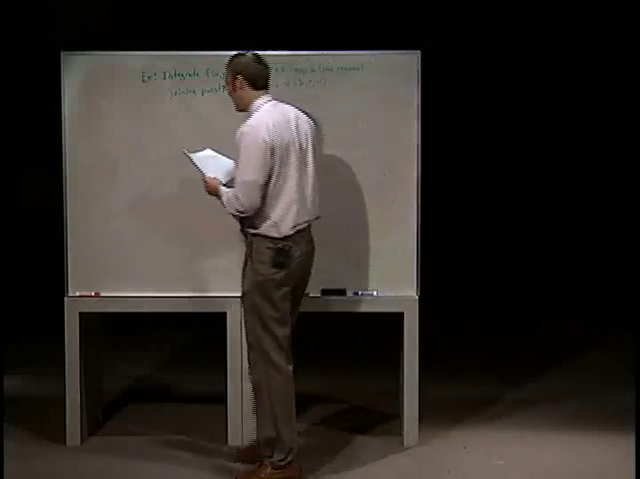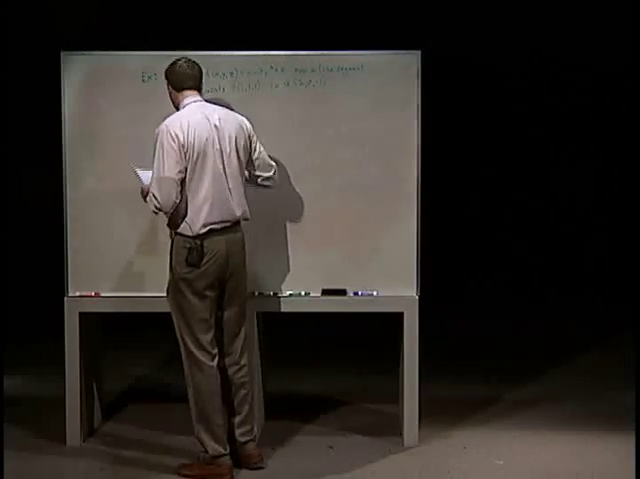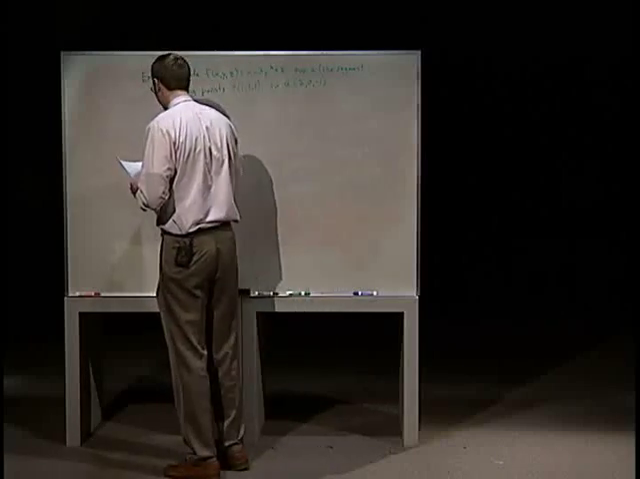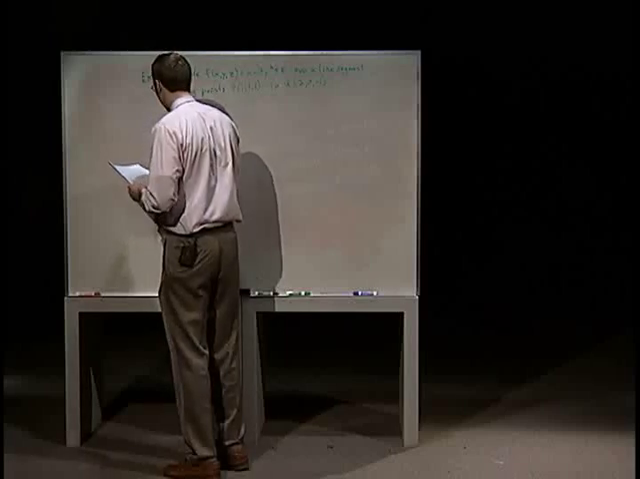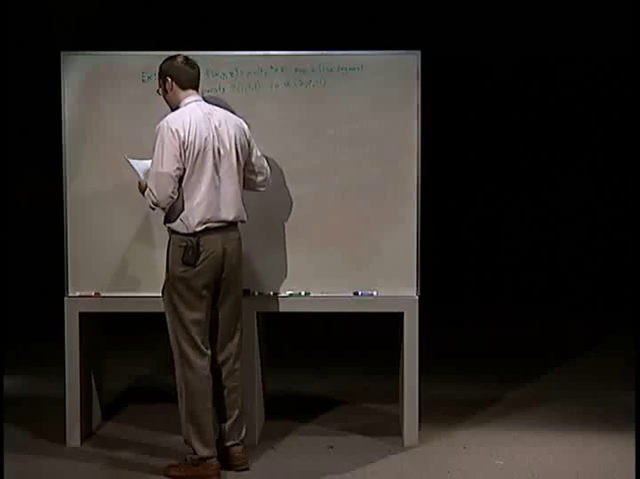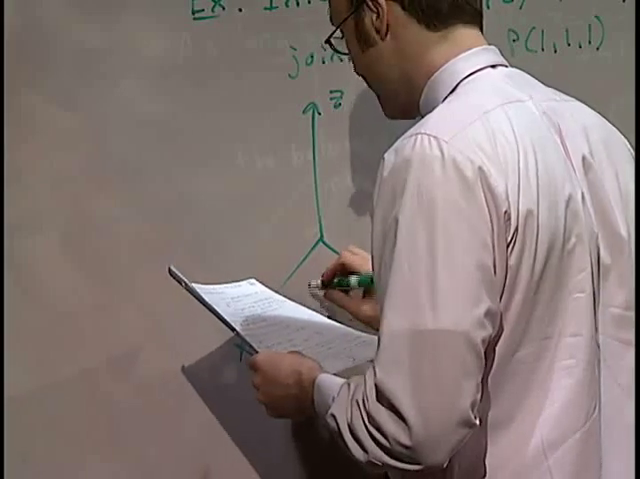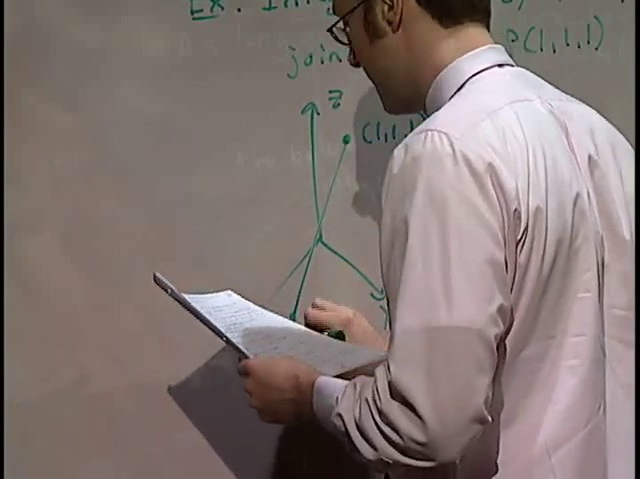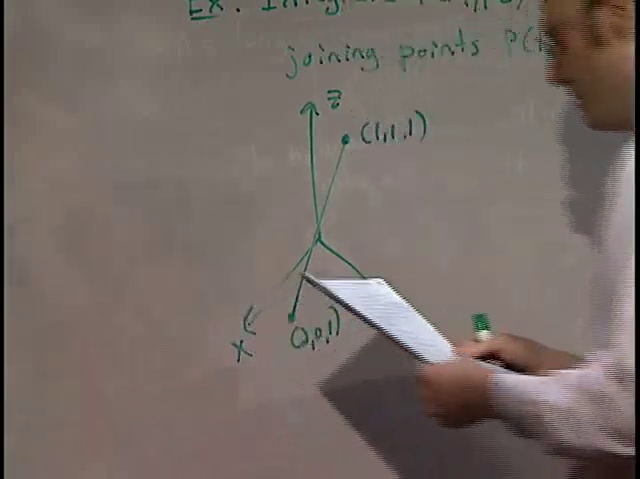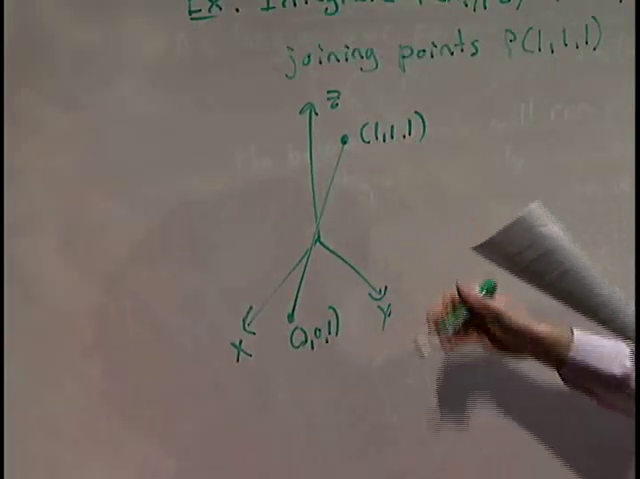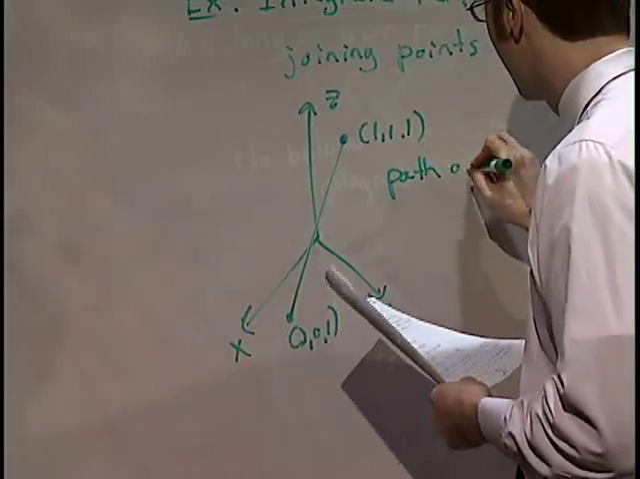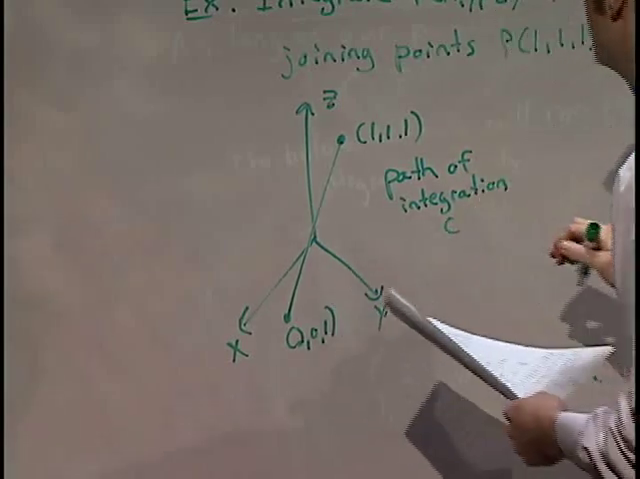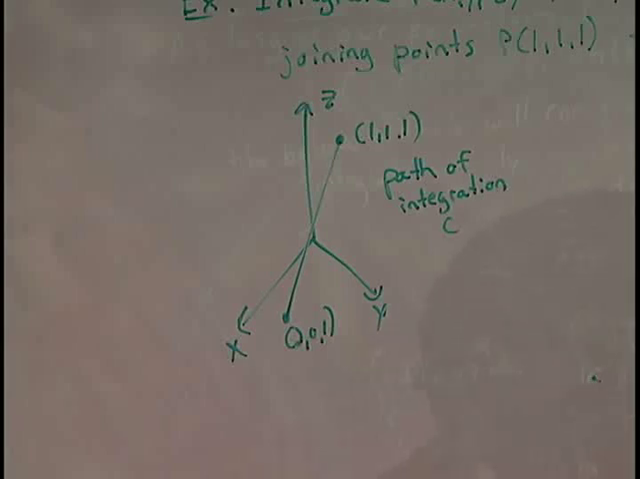Okay? So pictorially, well, let me put the axes up here first. So pictorially, what do we have going on? So there's x, y, and z. And 2, 0, negative 1 is down there somewhere. 1, 1, 1 is up here. Something like that. So this is the path of integration C.